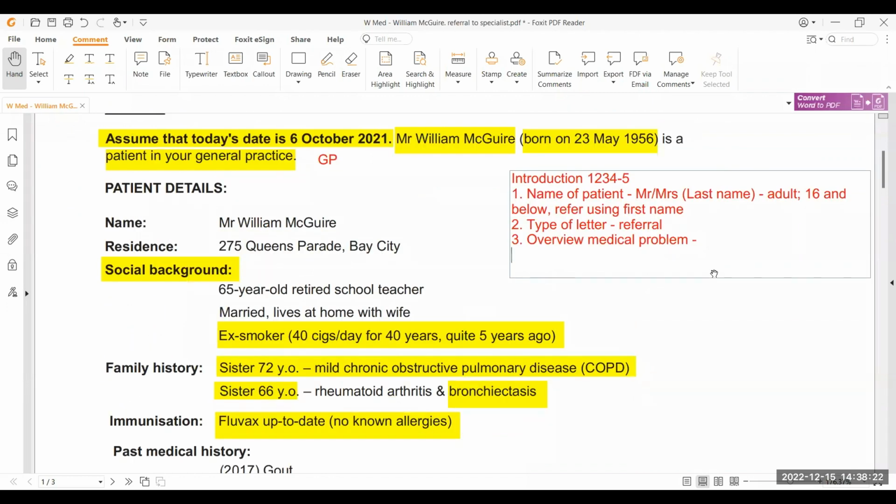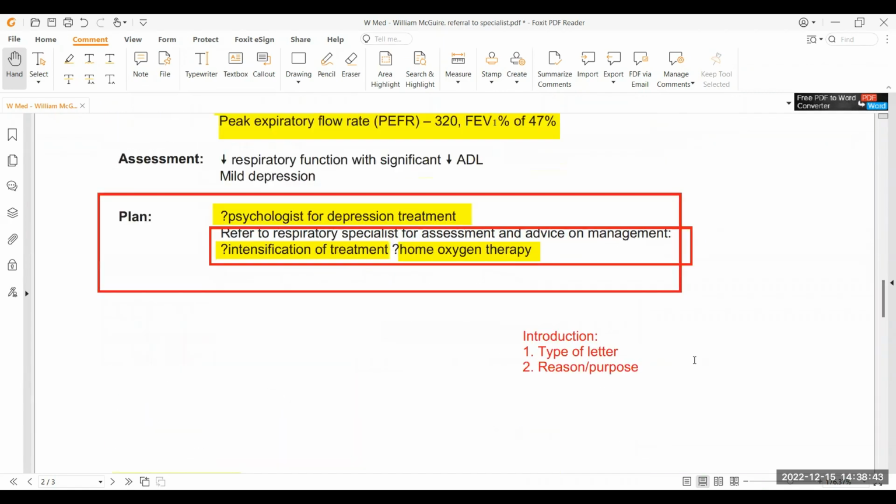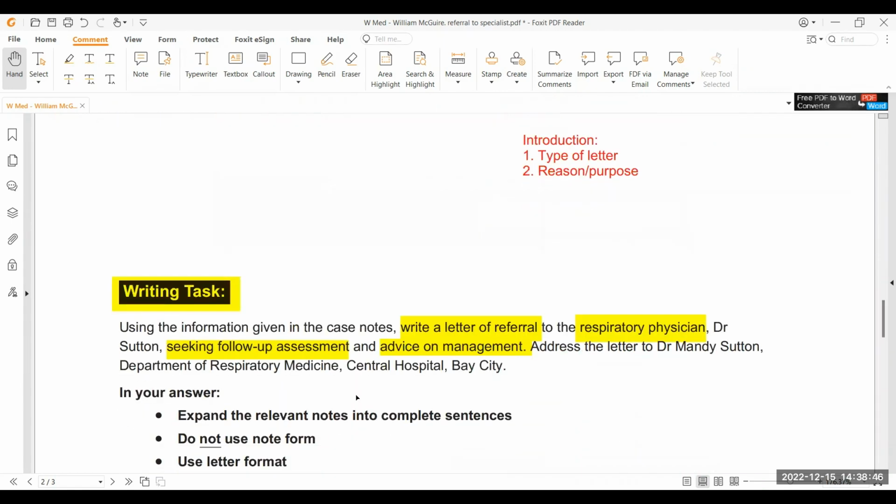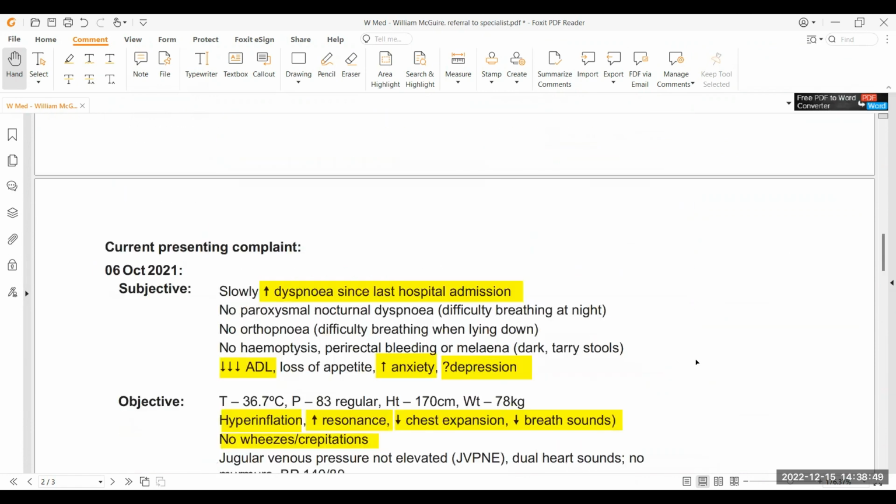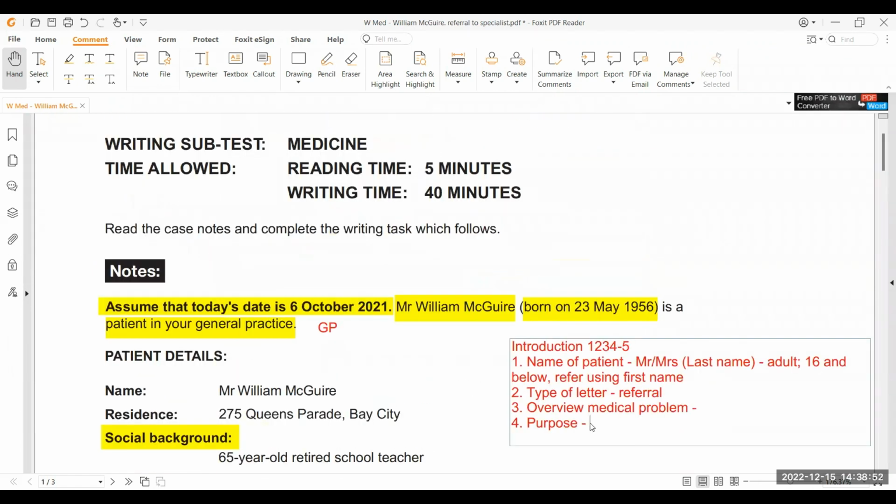That's number 3. For number 4, this would be where you would write the purpose, the reason you're writing. And we already have that based from our writing task. What is our 2 main purpose again, Dr. Tatiana? What is relevant to the reader purpose? So this is assessment and advice. Correct, assessment and advice. So the referral is to ask for follow-up assessment and advice on management.